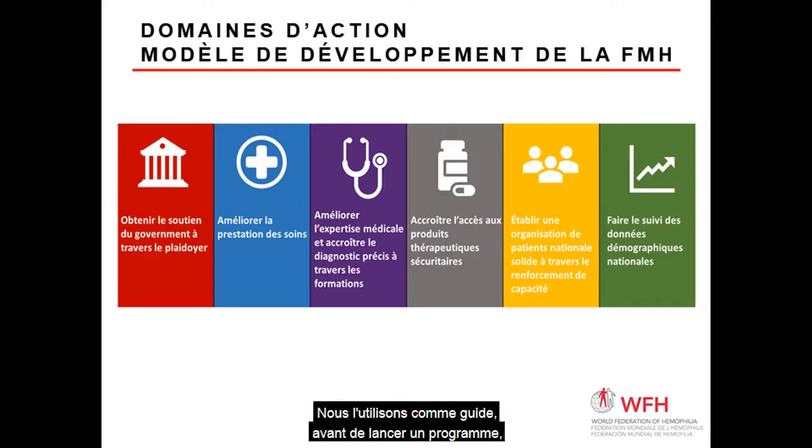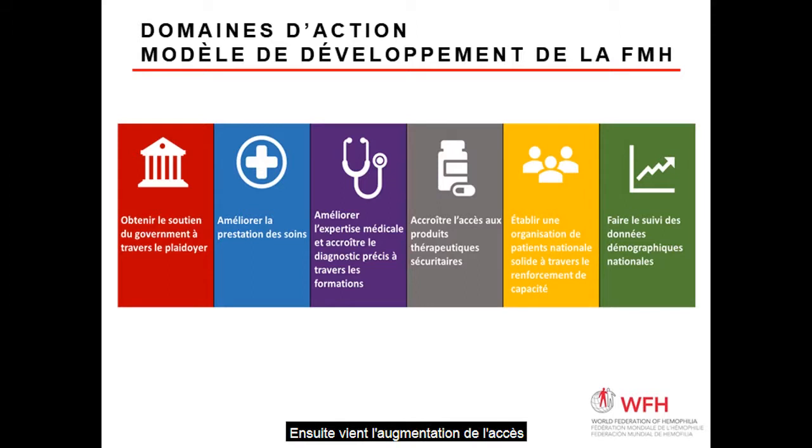We use it as a guide to evaluate the situation, assess the situation in the countries before we start a program, as well as to assess the situation afterwards to see whether we have improved in certain of these areas. So the first area is to achieve government support through advocacy. Second pillar is about improving care delivery, and this mainly implies the organization of care. And the third one is about improving medical expertise and increasing accurate diagnosis of bleeding disorders.